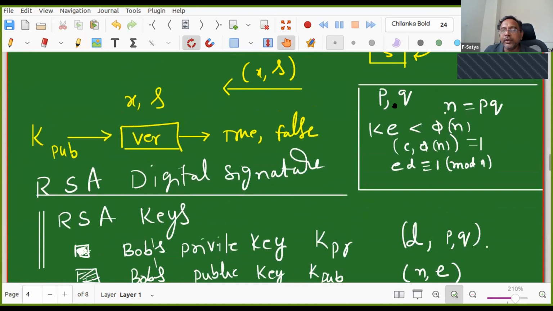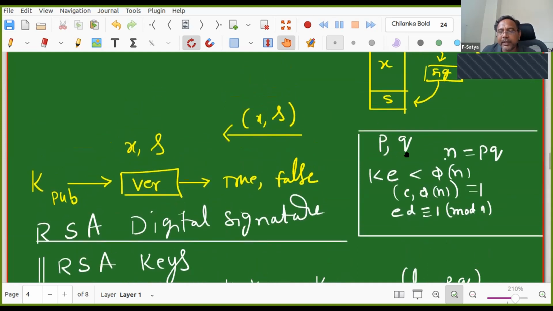So you know how the RSA encryption scheme I already explained. Bob will take two big primes, right? P and Q, and computes n equal to P times Q. Then e is random. It is the public key.